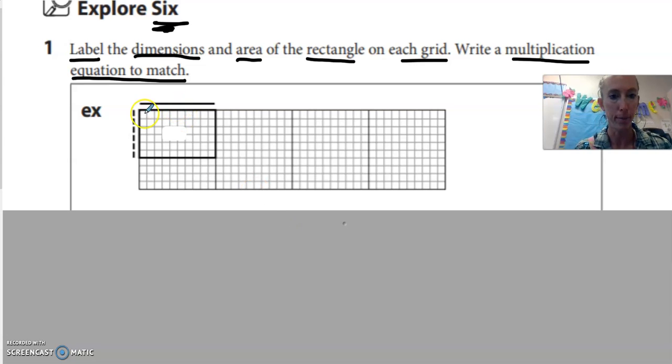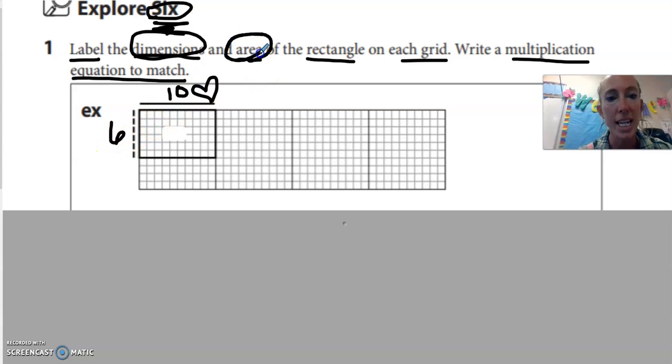Here's the first one. Here is a tiled array, and I need to label the dimensions. Say that word out loud, dimensions, because you tend to not say it much. We need to practice those words in math. So what is this dimension? Well, it's a dimension of 10. Hey, that's a multiple of 10. We love that number. Now I need the other dimension: 1, 2, 3, 4, 5, 6. Oh yeah, we're exploring 6. That's our factor of 6 right there. So there's our dimensions.